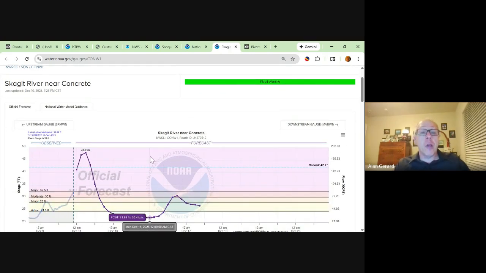This is the forecast for the gauge at Concrete, and you can see that when I posted this morning, the river was still down around in this action stage level, but it's been coming up rapidly this afternoon and evening and is approaching major flood stage now. And the latest forecast, which was updated just a couple of hours ago, still actually has it, if I'm not mistaken, slightly higher than when I posted about it this morning, approaching 48 feet.